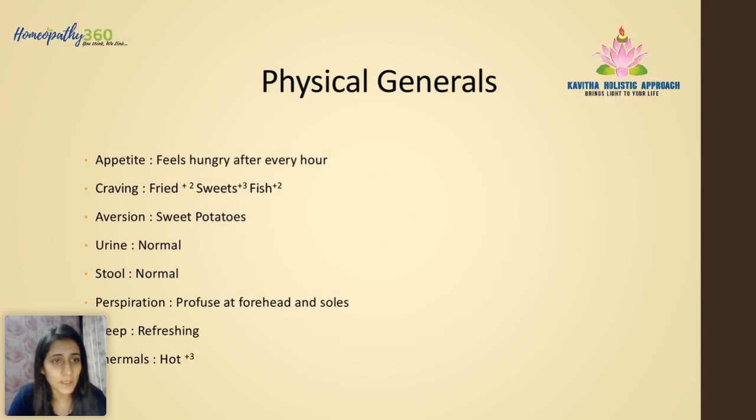So the physical generals included the appetite. She was very hungry. She used to feel hungry after every hour. Then she had cravings for fried food and for sweets also, and the greatest craving was for sweets. Then it was for fried food, especially fish. She was very fond of fish. Then she had aversion to sweet potatoes, and the perspiration was very profuse. She was a healthy lady, and the perspiration was profuse over the forehead region and the soles. The sleep was normal, and she was a hot person. She said that she cannot bear the summer season, and she is very frustrated, and things go wrong when there is summer season, or she doesn't feel good.